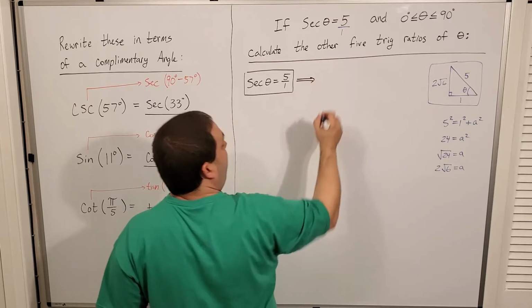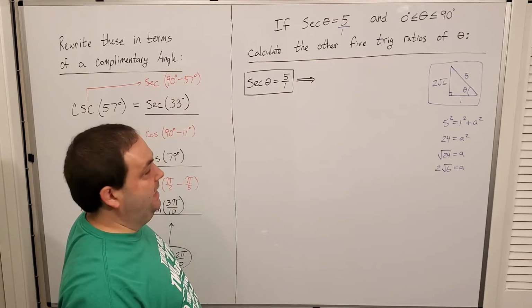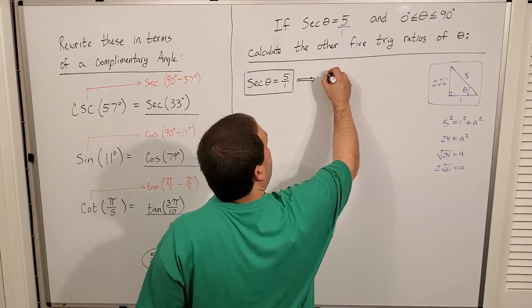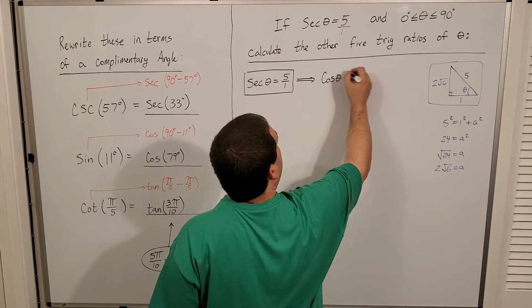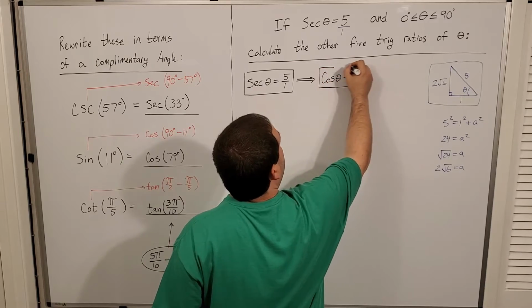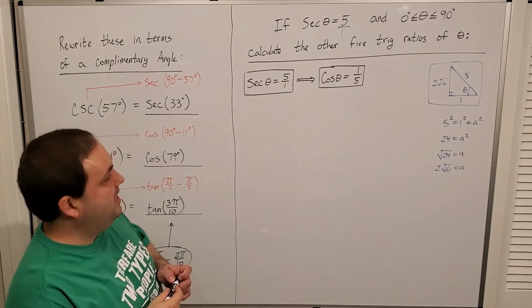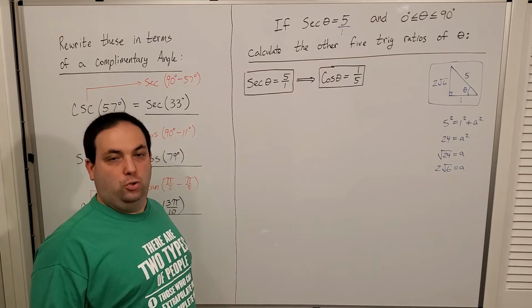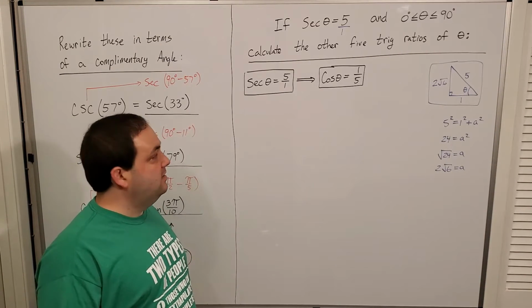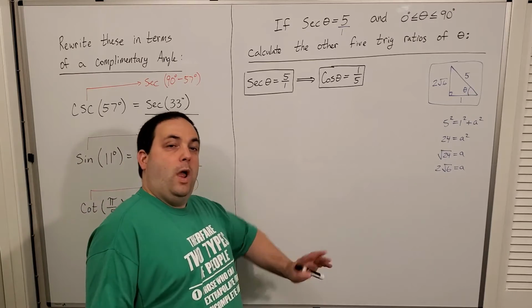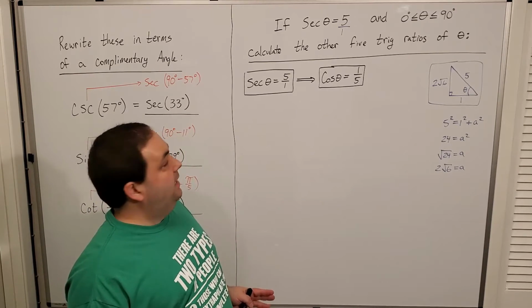Immediately from the reciprocal identities, I know that cosine of theta is equal to 1 over 5. That's just knowing that secant and cosine are reciprocals. From here, I can go 2 different directions. But either way, I'm going to use a Pythagorean identity.